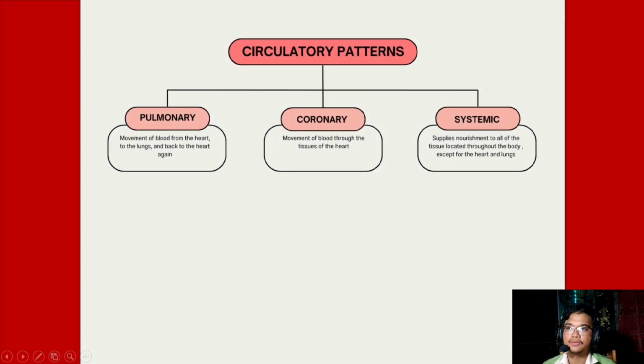The next concept map is regarding the different circulatory patterns. We have the pulmonary, which is the movement of blood from the heart to the lungs and back to the heart again. The coronary is the movement of blood through the tissues of the heart. And lastly is the systemic, which is the nourishment to all tissue located throughout the body except for the heart and lungs. So without the heart and lungs, we have the systemic circulation, all parts of the body.